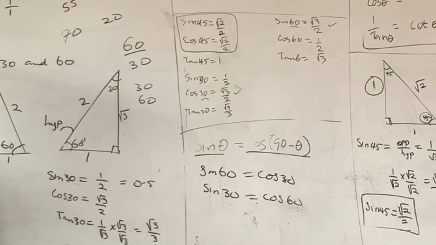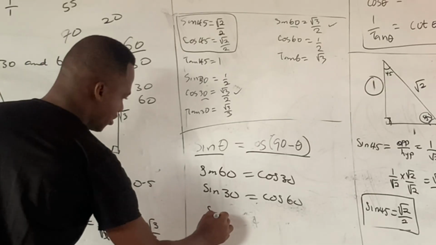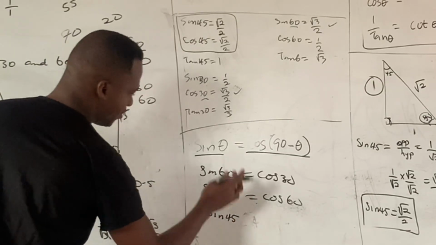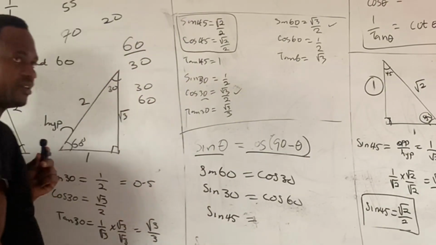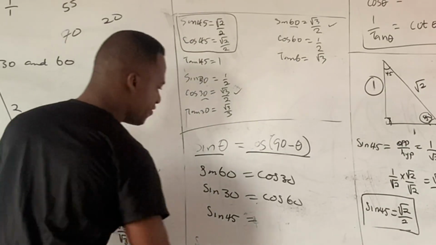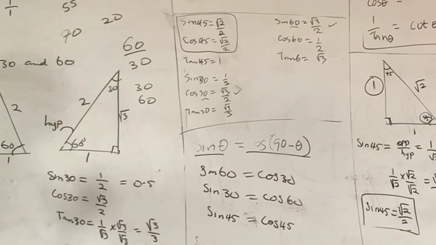Okay? So why are sine 45 and cos 45 the same? Let's say sine 45. What do we add to 45 to get 90? What do you add to 45 to get 90? 45 again. That is why sine 45 is the same thing as cos 45.